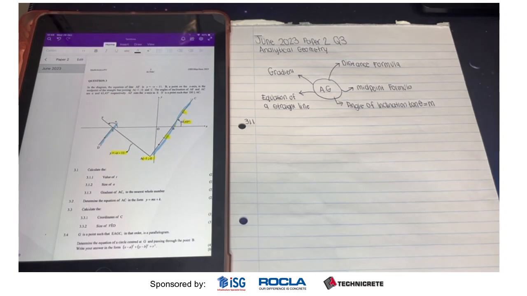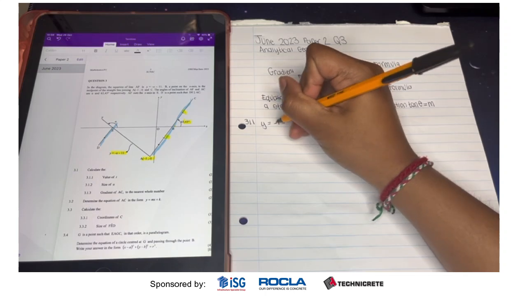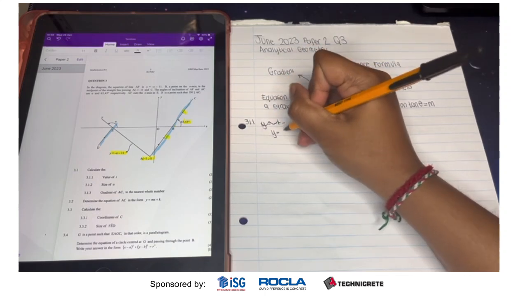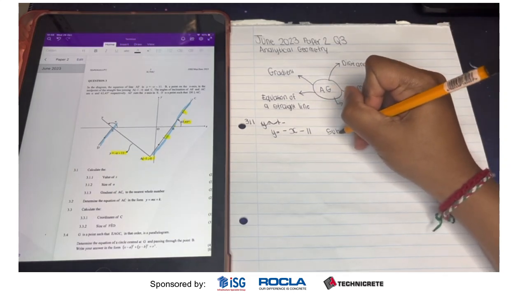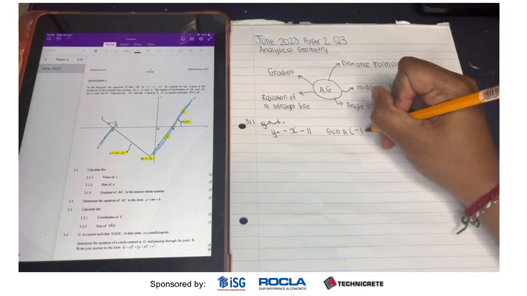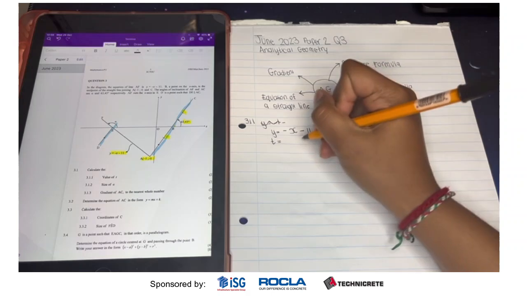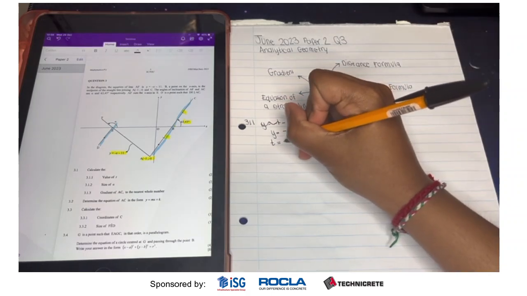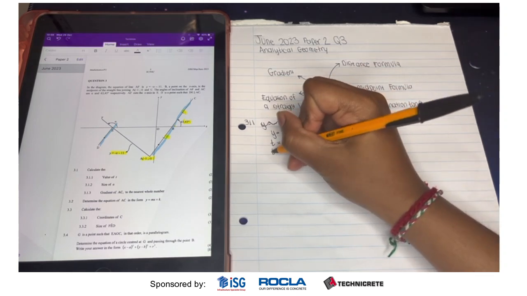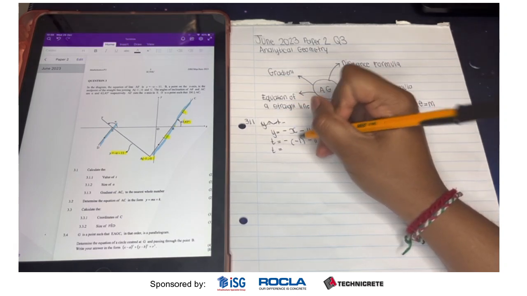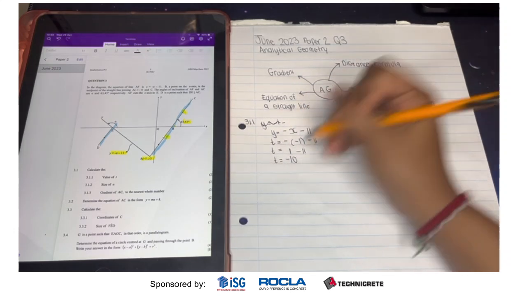3.1.1. The equation that we have is y is equal to minus x minus 11. We are going to substitute our values for a, which is minus 1, and t. We want to find t. So let's substitute. T is the y value, a is negative 1. Be careful here, you still keep that negative. T is equal to negative of negative 1, minus 11. A negative and a negative is a positive 1, minus 11. T will therefore be equal to negative 10.